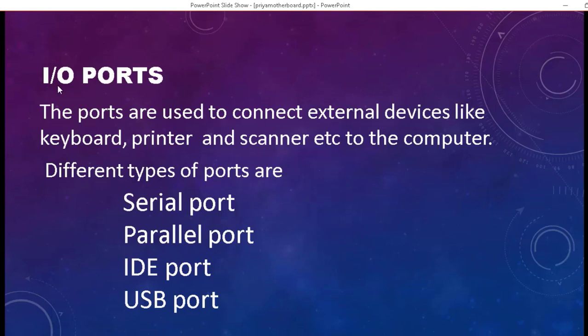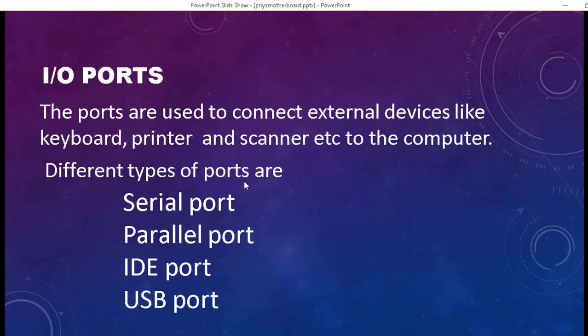I/O ports. I/O ports are nothing but input-output ports. These ports are used to connect the external devices like keyboard, printer and scanner etc. to the computer. On the back of your CPU you can find different ports which are used to connect the different devices to the CPU. For example, the keyboard, the mouse, scanner and different devices have been connected to the CPU through these ports.